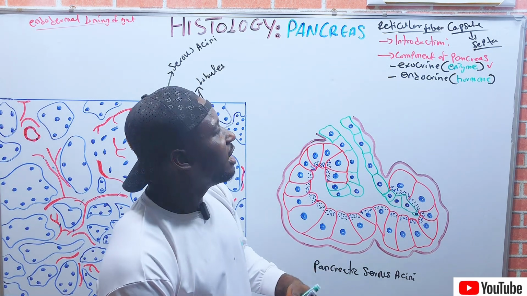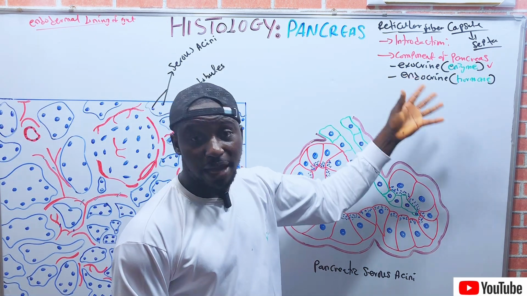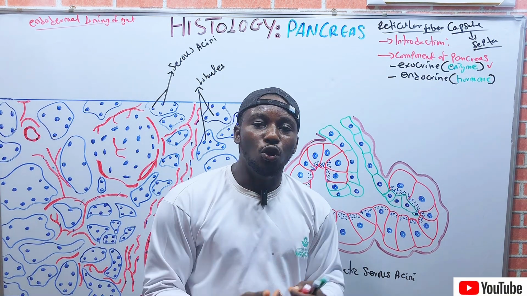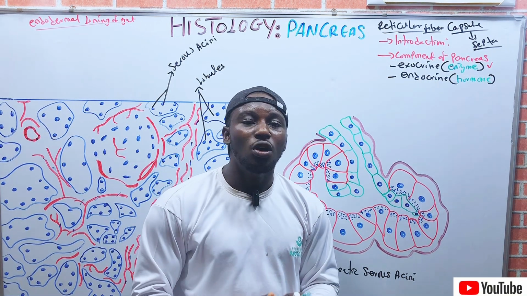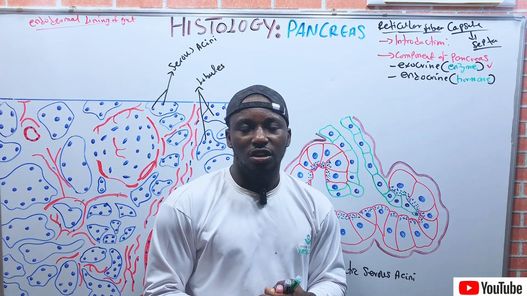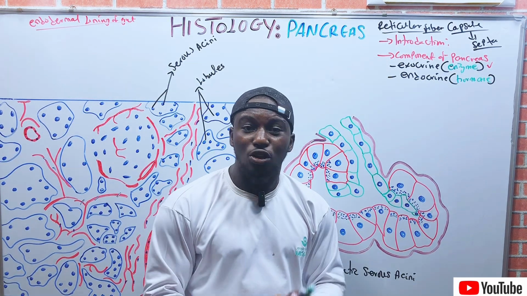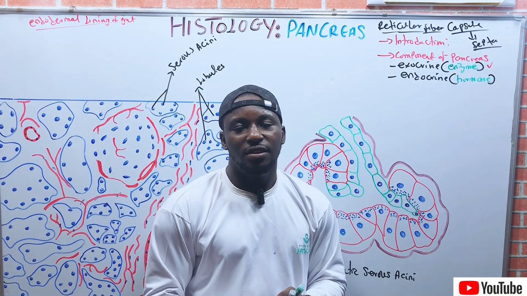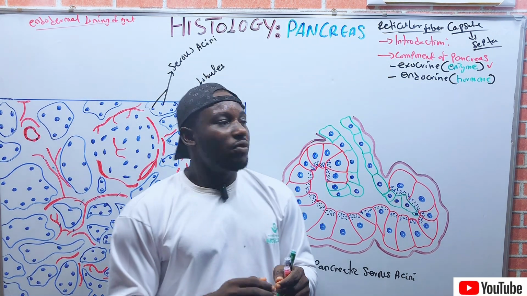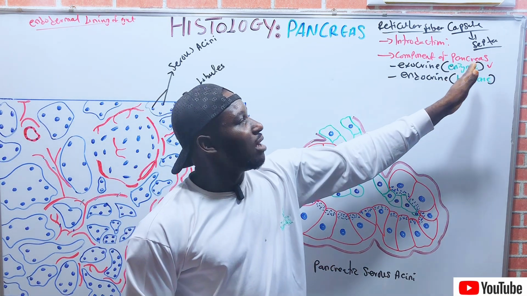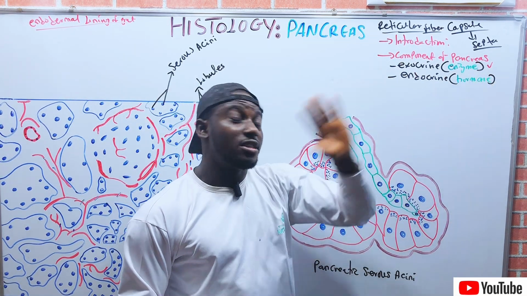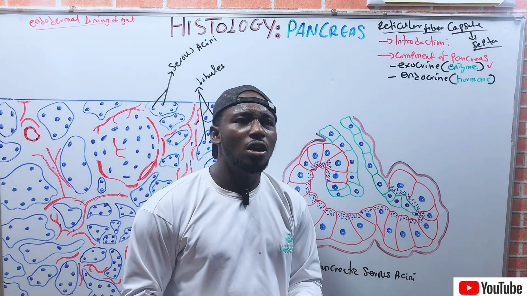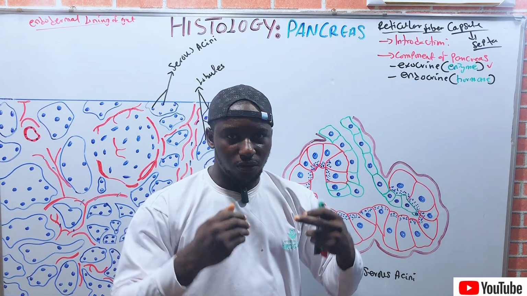Now, this exocrine component of the pancreas occurs in the form of a compound tubulo-alveolar serous gland, right? Okay. Then we have established that it's concerned with enzyme secretion, right? And it occurs in the form of a compound tubulo-alveolar gland, right?